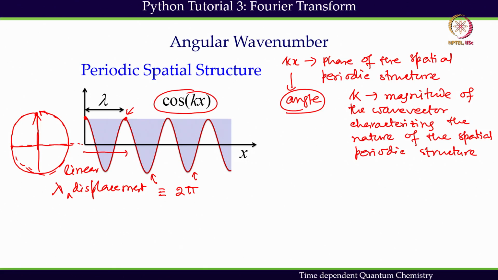So this linear displacement can be conveniently represented with respect to the phase advancement I have, in terms of angle. If it is so, then I will be able to write down k times the linear advancement x plus lambda equals kx, the previous phase, plus 2 pi, the extra phase I am adding. Or in other words, I can simplify this equation as 2 pi by lambda.